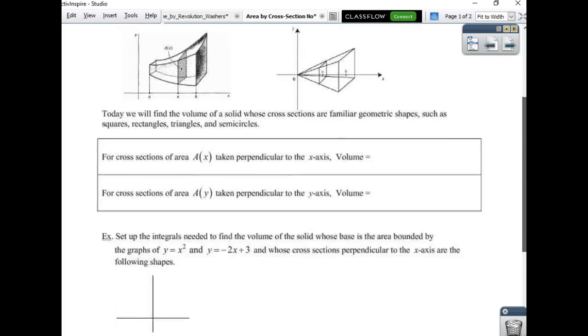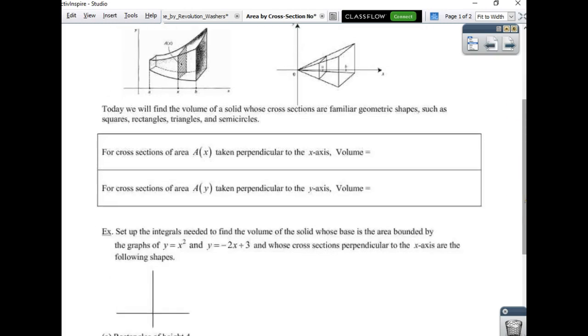So what we do, and it's actually very simple. If I have a cross-section of area A of x, taken perpendicular to the x-axis, so they're going to tell me what I'm perpendicular to, all I do is I simply integrate my function from some a to b of whatever on earth the area function is. This is just the area function.